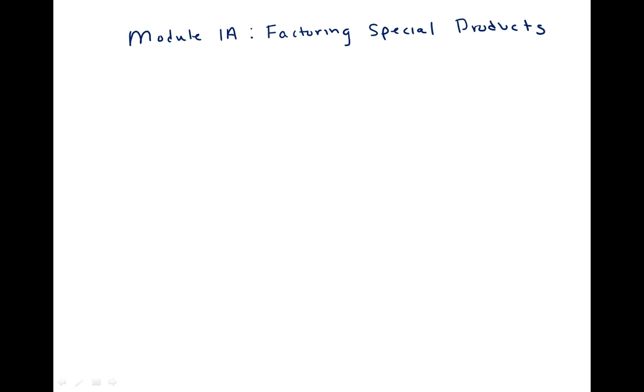Before we do that, in order to be able to factor these, it's a good idea to just review multiplication so that you can see what it looks like if you multiply, for instance, something that looks like this to start with. So let's multiply 2x minus 3 times 2x plus 3. This is going to give us our first special product.